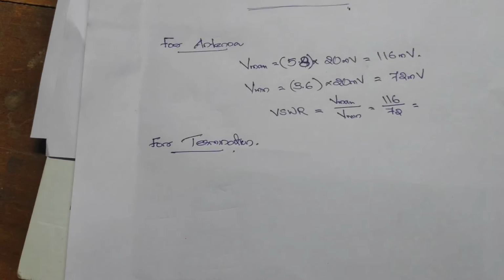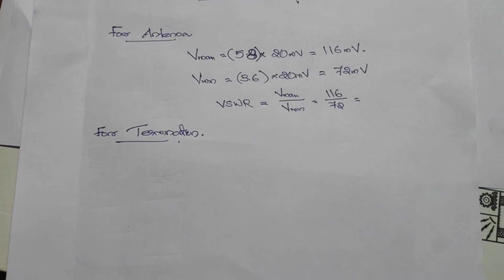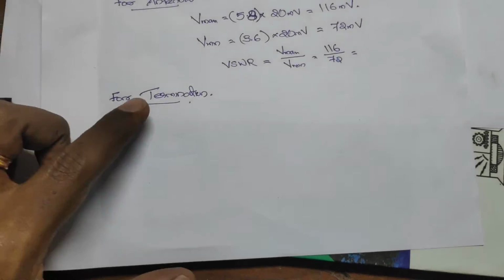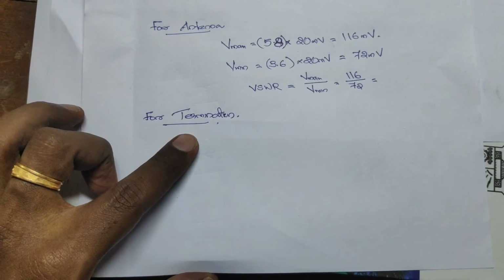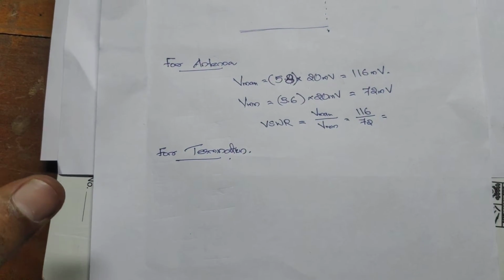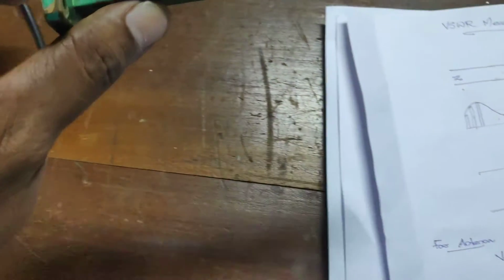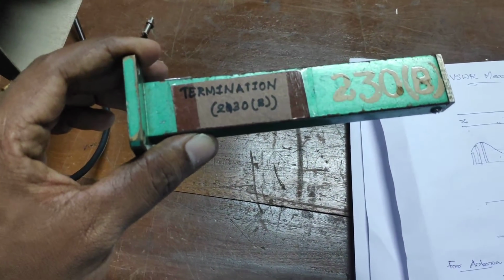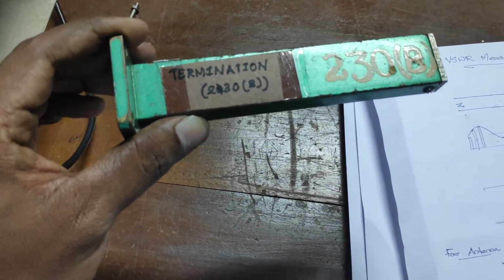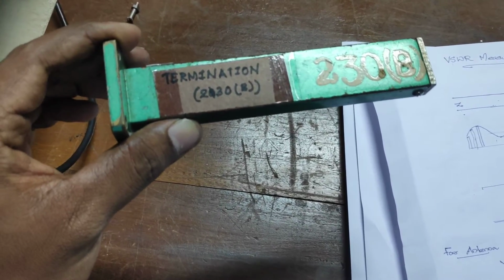You can do the experiment in the lab. Next we will use a termination other than the antenna. Here we'll connect this termination to the load and then record the Vmax and Vminimum.